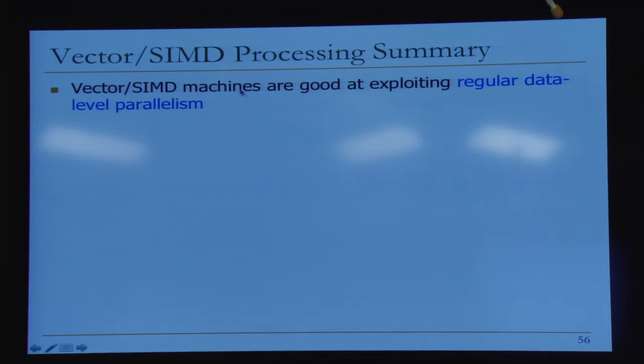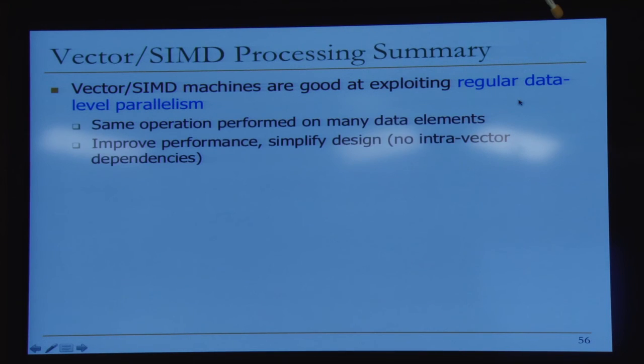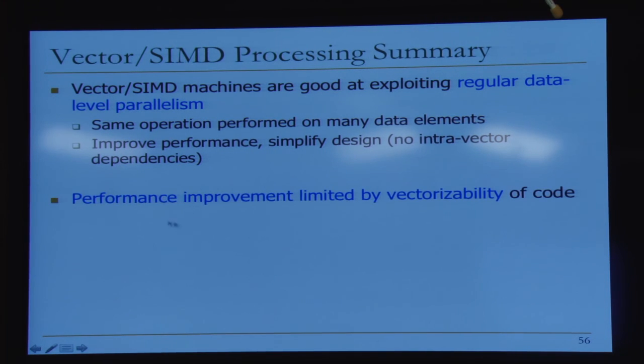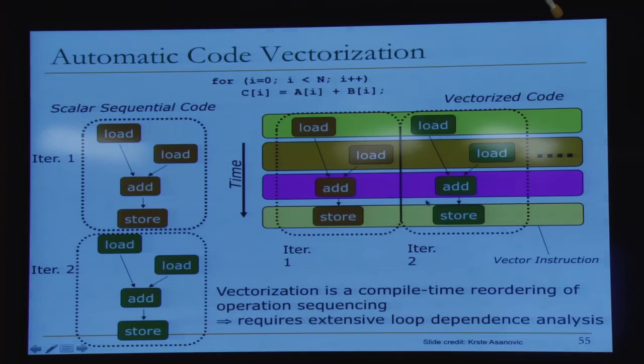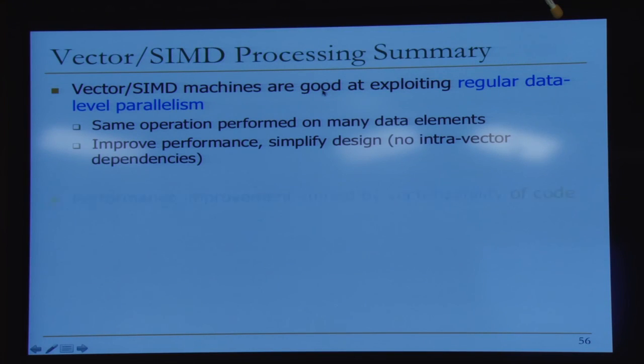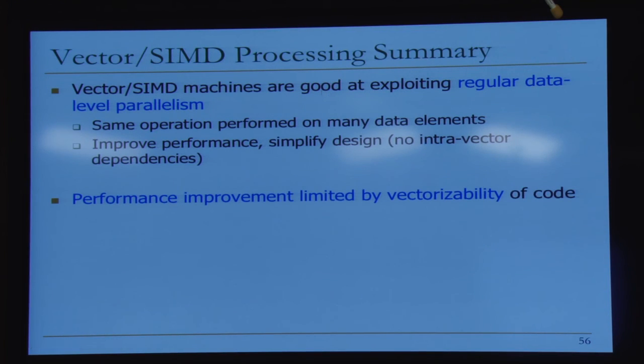So let me summarize and then give you another example from real machines, and then we'll conclude today. Vector or SIMD machines are good at exploiting regular data level parallelism. Hopefully that's clear by now. Same operation performed on many data elements. This improves performance and simplifies the design. Right? It's beautiful. No intervector dependencies. The problem is performance improvement is limited by the vectorizability of code. If your code doesn't look like this, if it looks ugly, if you have an I minus one here, good luck. Good luck on a vector machine, at least.